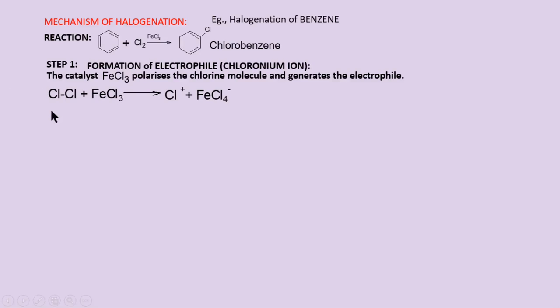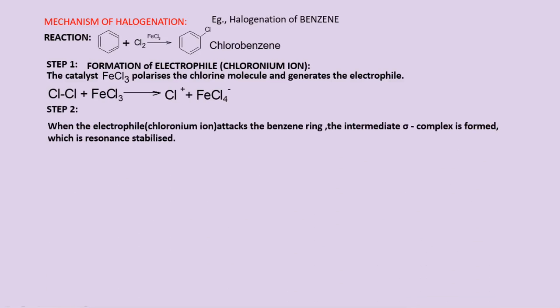So since it is a covalent bond, creation of the charge is very difficult. So using FeCl3, charge is created. So it splits up as Cl plus and Cl minus. The Cl minus is taken up by this FeCl3, so it becomes FeCl4 minus. Then one chlorine becomes Cl plus, that is nothing but the chloronium ion.